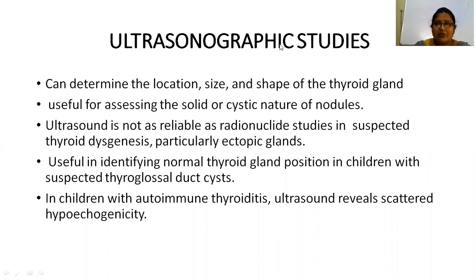And then ultrasonographic studies determine the location, size and shape of the thyroid gland and assess the solid or cystic nature of thyroid nodules. It is not as reliable as radionucleotide studies in suspected thyroid dysgenesis, particularly ectopic glands. It is useful in identifying normal thyroid gland position in children with suspected thyroglossal duct cysts. And in children with autoimmune thyroiditis, it shows scattered hypoechogenicity.